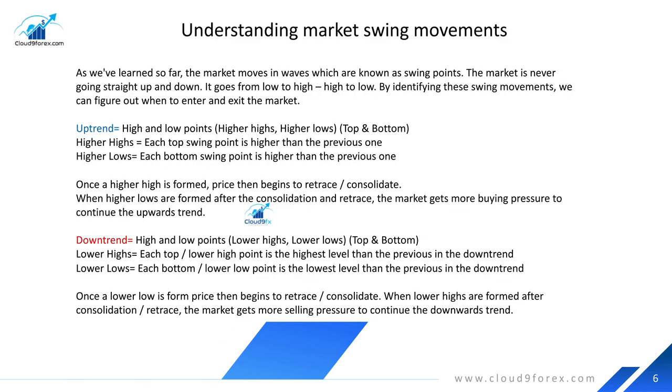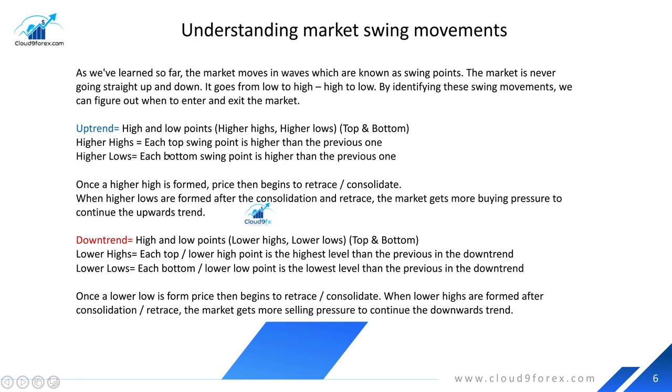So understanding market swing movements. As we've learned so far, the market moves in waves, which are known as swing points. The market is never going straight up or down. It goes from low to high to low. By identifying these swing movements, we can figure out where to enter and exit the market. So uptrend, like I said, high and low points, which we can also name tops and bottoms. Okay, so higher highs and higher lows.